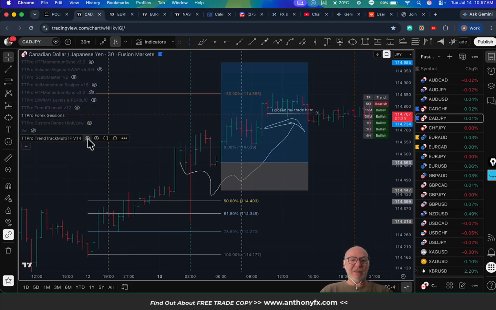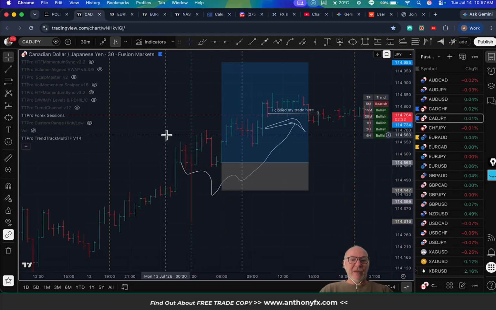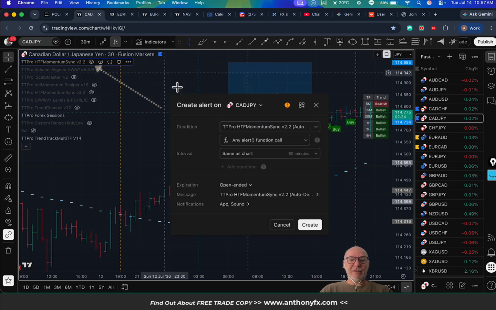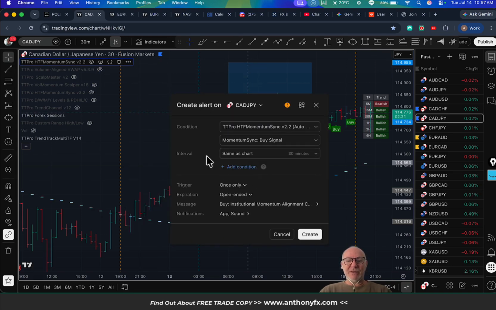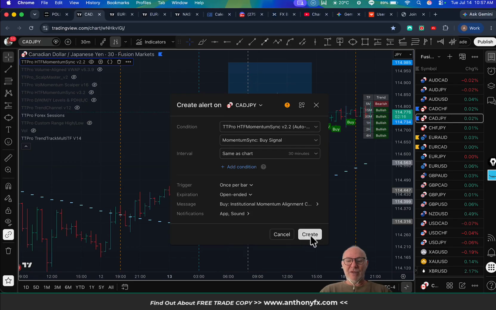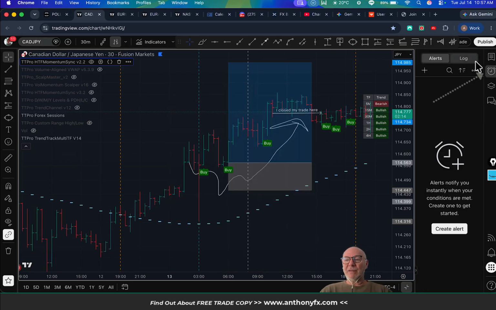This is as easy as, this was the idea. We're waiting for the next pullback and buy signal. So you could come in here and you could click on this, go to the 3 dots, add alert, and just go buy signal. That's it. You're just looking for that. And once per bar, that'll do. Create it. That goes into this, the alerts.